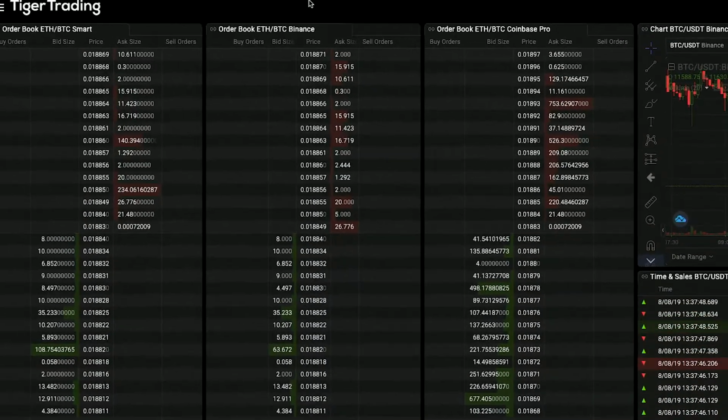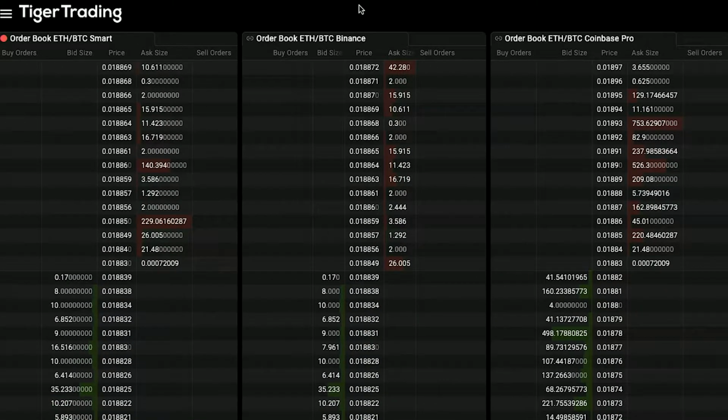So what we're looking at right here is a Smart Order Book for ETH BTC, next to the order book for Binance ETH BTC, next to the order book for Coinbase Pro ETH BTC. And what you'll notice immediately is the Smart Order Book is crossed. I'm holding this frozen here so we can talk through some of the orders that are appearing. It's all the different orders from each of the other exchanges you're linked to, presented as though it were a single order book.